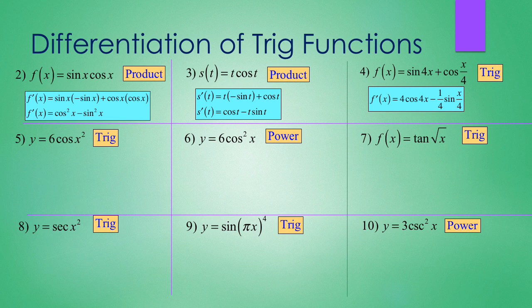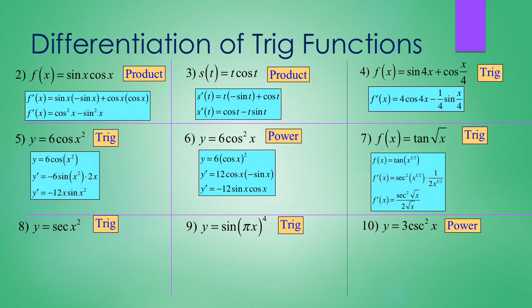Number 4 involves 2 trig problems, also using the chain rule. So the derivative of sine of 4x is cosine of 4x times 4, and the derivative of cosine of x over 4 is negative sine of x over 4 times 1/4. So we get 4 cosine 4x minus 1/4 sine x over 4.